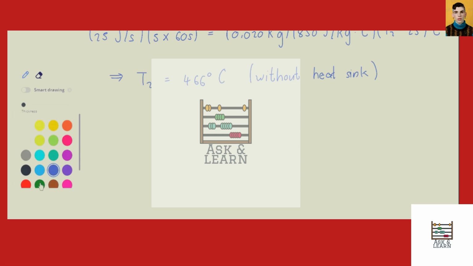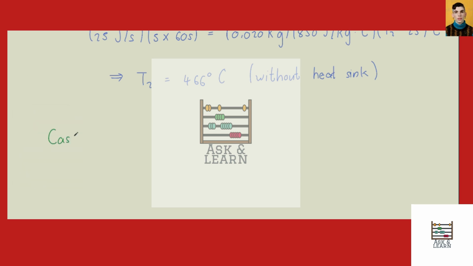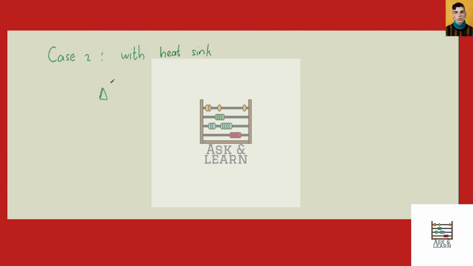Now let's do the same for case 2, with a heatsink attached, with the aluminium attached to the device. Now the energy balance equation becomes: the electrical energy transfers to the internal energy of the device plus the internal energy of the heatsink.